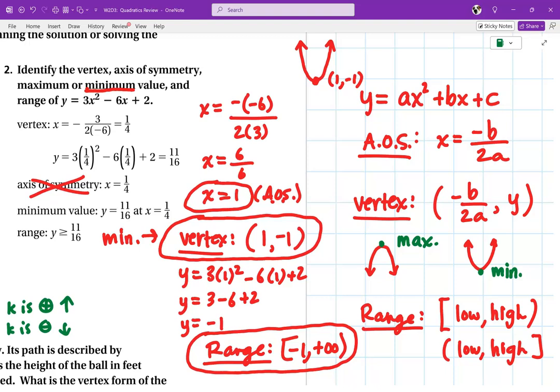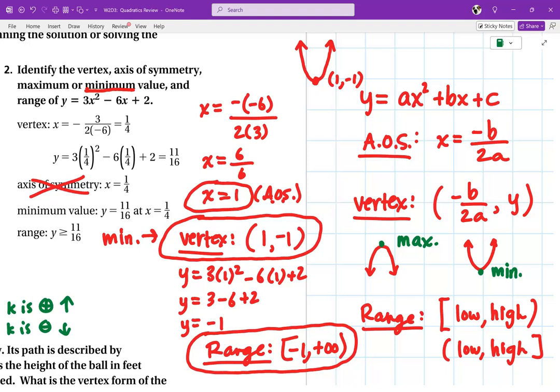Why is it negative 1 to positive infinity? Because it goes as low as negative 1 for the y value. Range is always y values. So it goes as low as negative 1, but then it just keeps going up. It goes up forever, so it goes towards infinity. Infinity never uses brackets. It's always parentheses.